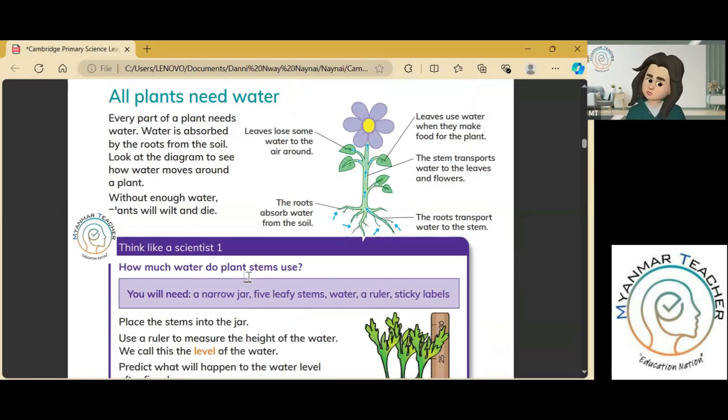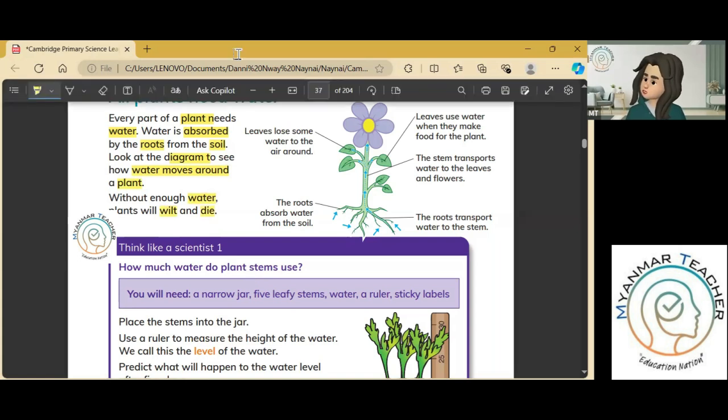All plants need water. Every part of a plant needs water. Water is absorbed by the roots from the soil. Look at the diagram to see how water moves around a plant. Without water, plants will wilt and die. Leaves lose some water to the air around. Leaves use water when they make food for the plant. The stem transports water to the leaves and flowers. The roots absorb water from the soil. The roots transport water to the stem.